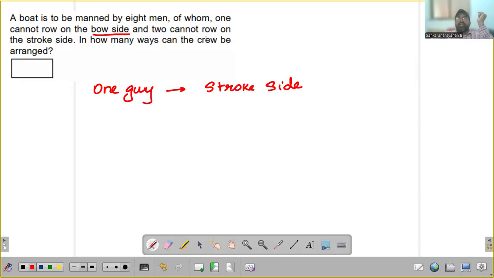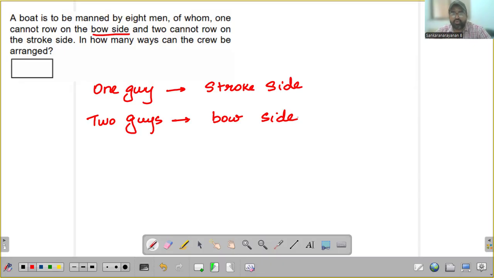Okay, it is given that 2 cannot row on the stroke side. So I can thus infer that these 2 guys, they insist that they want to be part of the bow side. Got it? Because you have got only 2 options, right? Because the boat is to be manned by 8 men. So definitely, if you don't want to sit on the bow side, you have to go to the stroke side. If you don't want to be on the stroke side, then obviously you should go to the bow side. So if it's A bar, it has to be B. If it is B bar, it has to be A. That is the simple logic here.